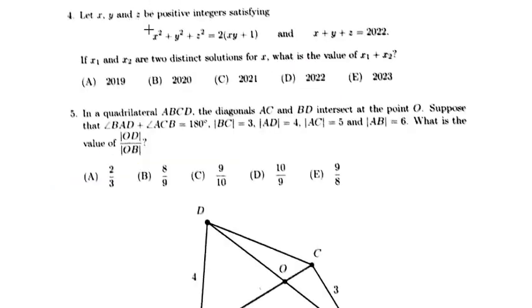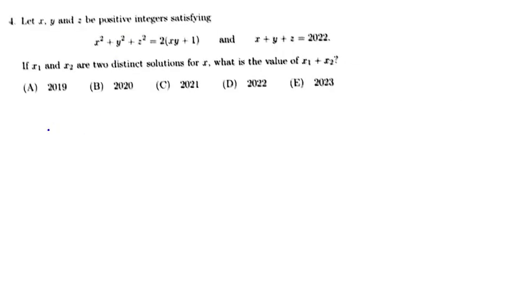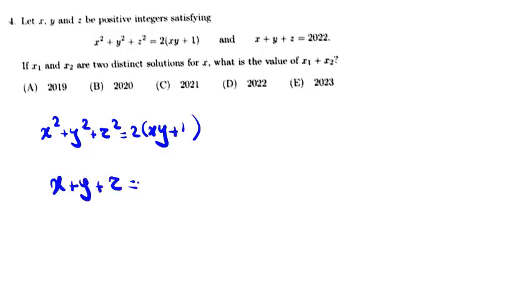SMO 2019 junior section first round, problem number 4. Let x, y, and z be positive integers satisfying these two equalities. If x1 and x2 are two distinct solutions for x, what's the value of x1 plus x2? Okay, here the first equality, I write it: x squared plus y squared plus z squared equals 2xy plus 1. The second equality is x plus y plus z equals 22.